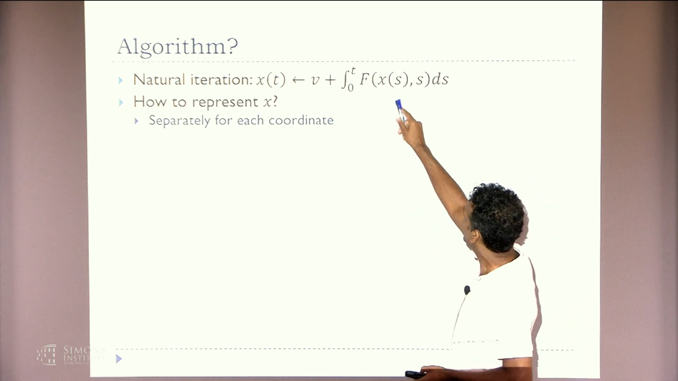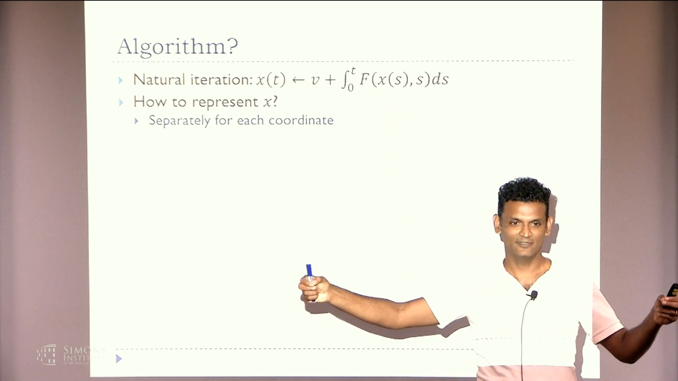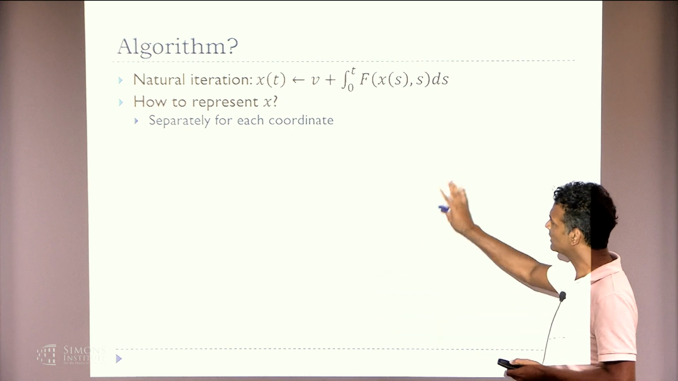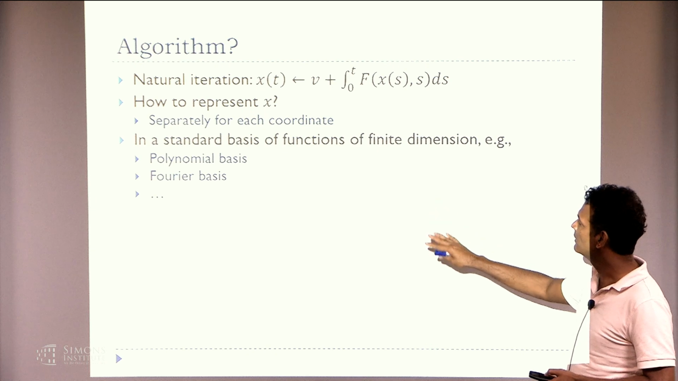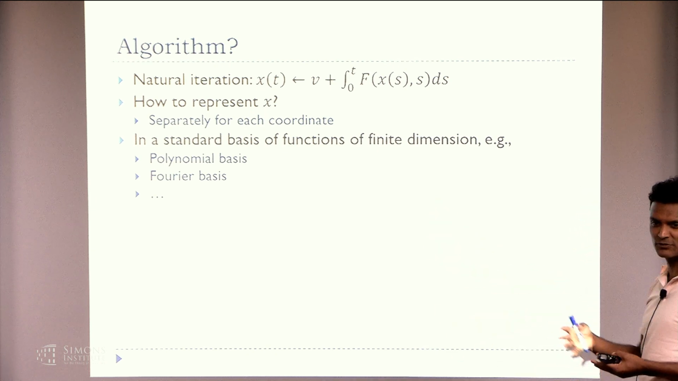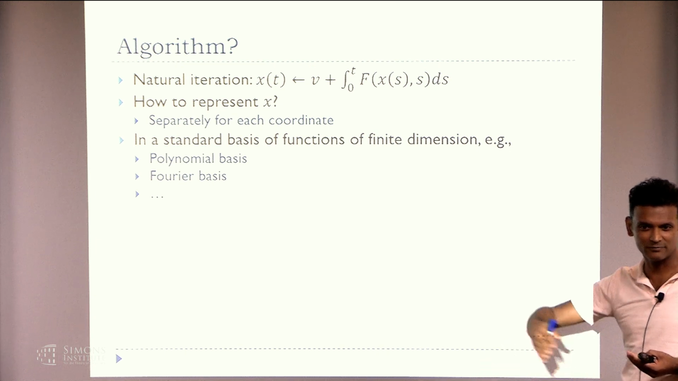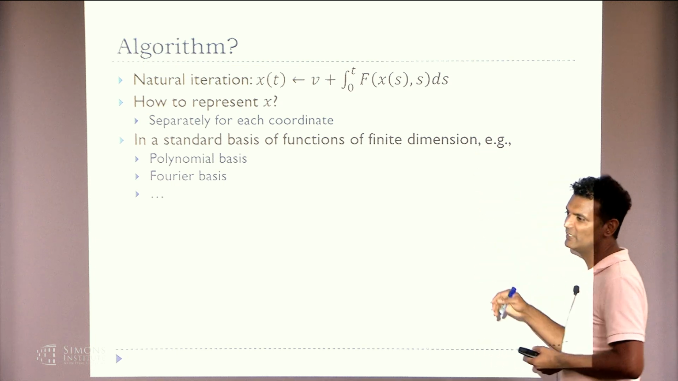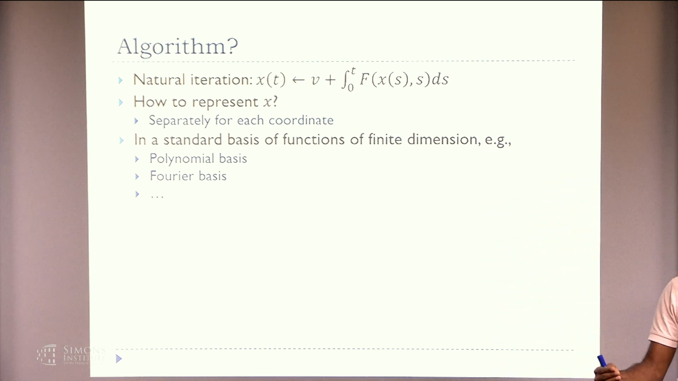The trouble is, x is a function here. How are we going to represent it? It's this entire interval, right? How do we represent it? We can do it separately for each coordinate. That's not a problem. So the idea is, functions also have bases. Okay, of course, it could be infinite. But let's hope that the solution to this ODE is close to some finite dimensional basis. So you could pick a polynomial basis or a Fourier basis or some nice basis, such that your solution to your ODE is close to that.